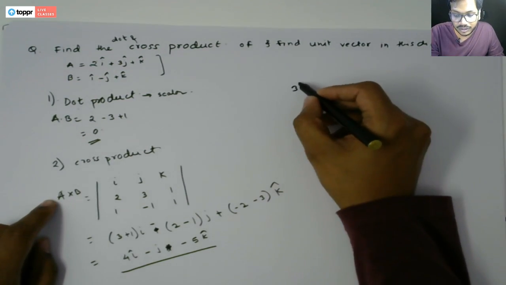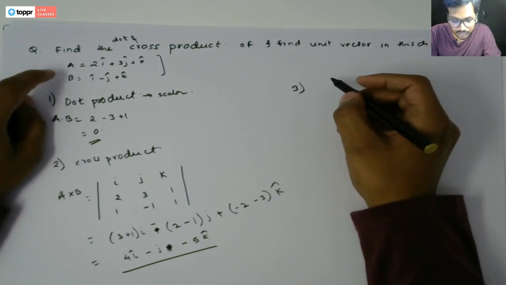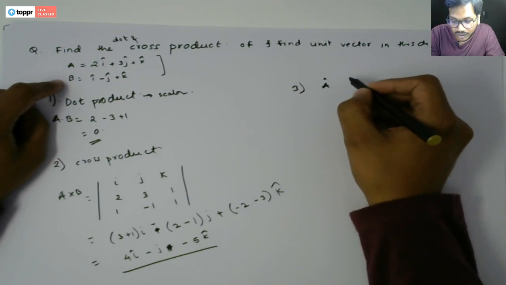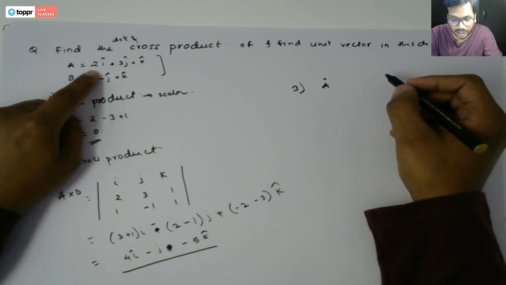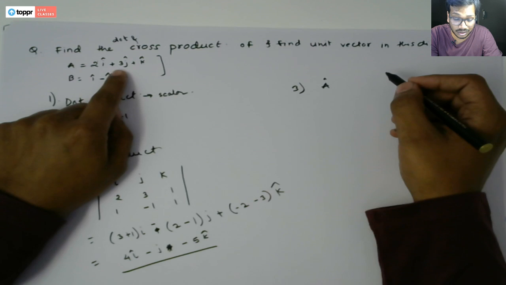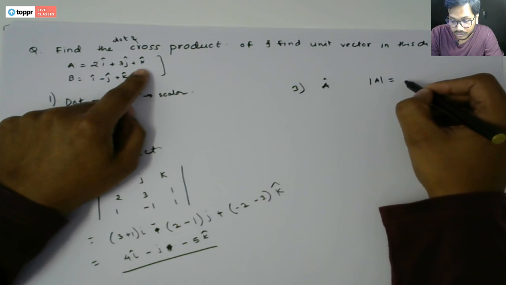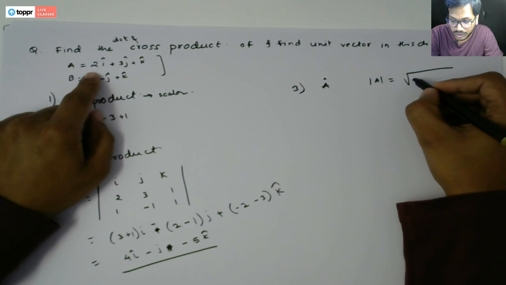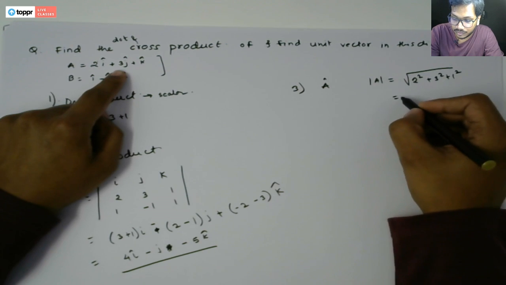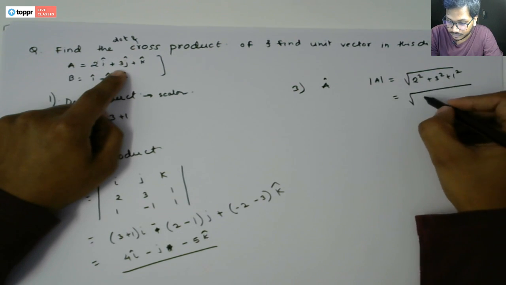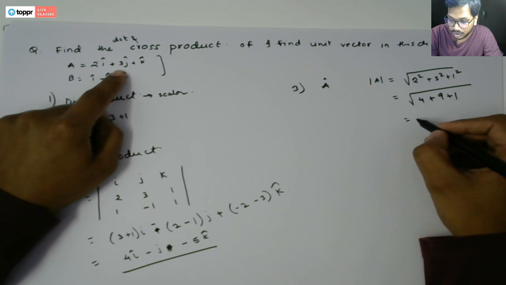Now to find unit vectors in direction of A and B. How do you find unit vectors in direction of A and B? Let us say I want to find the unit vector in direction of A. So we start with the vector A, which is given as 2 i cap plus 3 j cap and 1 k cap. So first we find the magnitude of A, which is given by 2 square plus 3 square plus 1 square. That would be equal to 4 plus 9 plus 1, root 14.